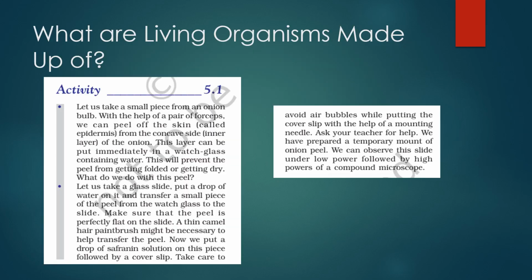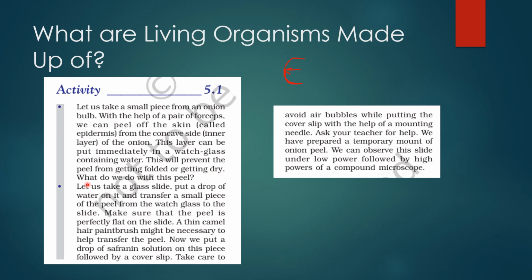So a question can arise in our mind: what are living organisms made up of? Let's see a small activity. So we will take a small piece of an onion bulb. With the help of a pair of forceps, we can peel off the skin, the epidermis, from the concave side, the inner layer. The onion bulb has a shape like this, and on this side there is a very thin layer that you can remove. This layer can be put immediately in a watch glass containing water. This will prevent the peel from getting folded or getting dry.